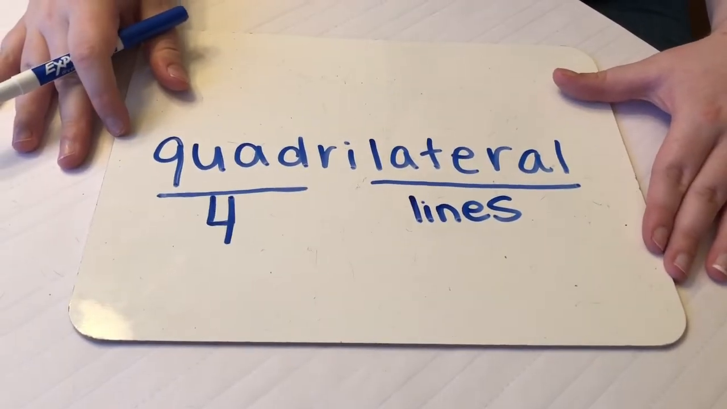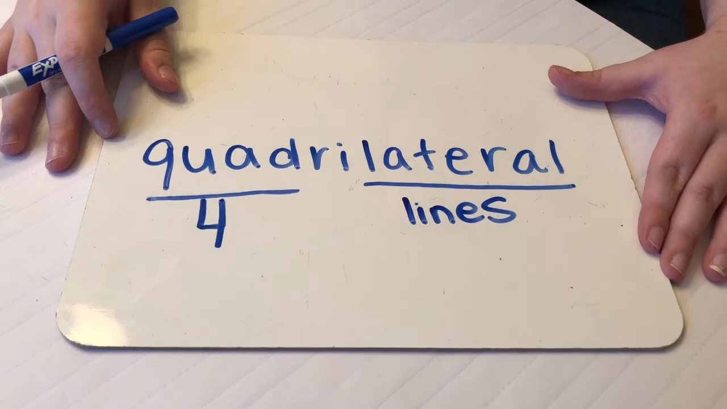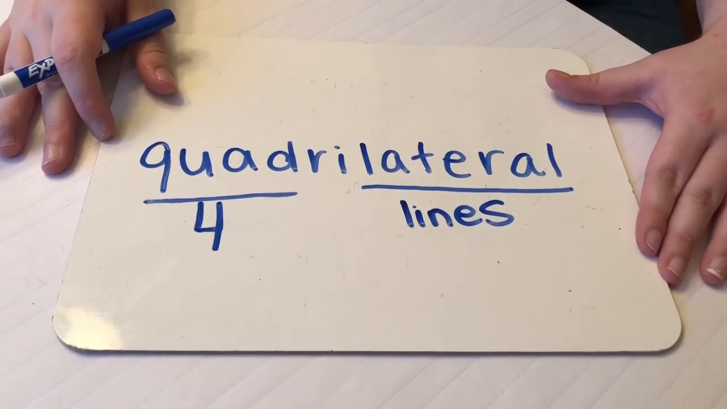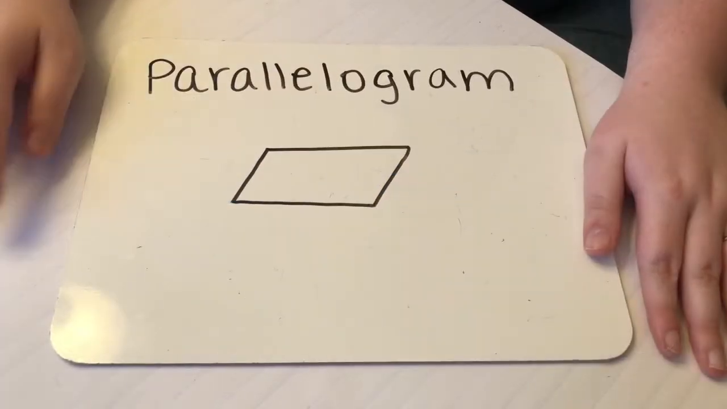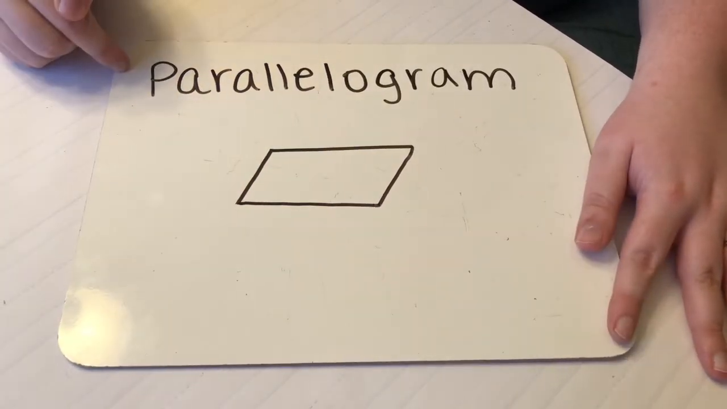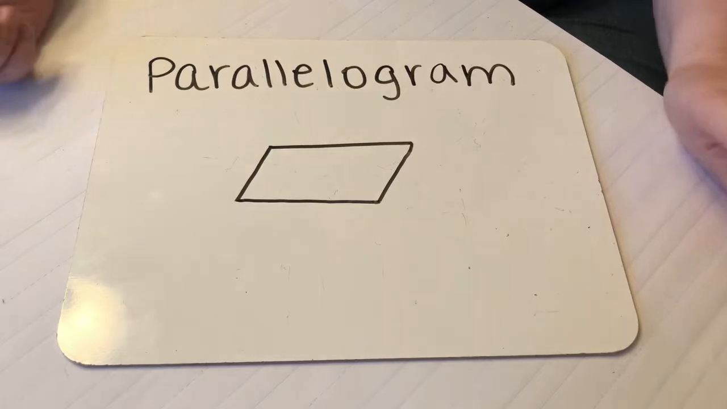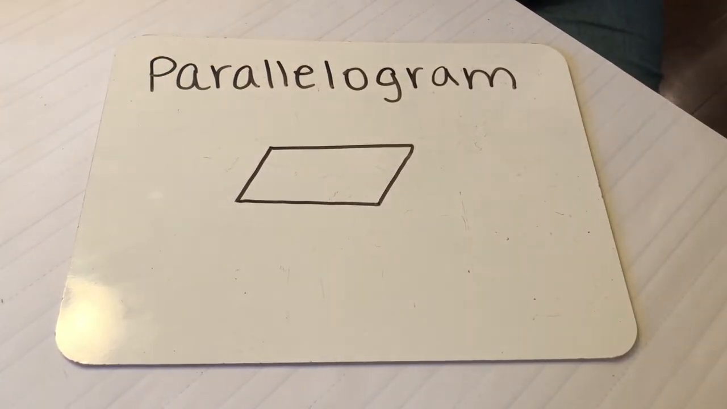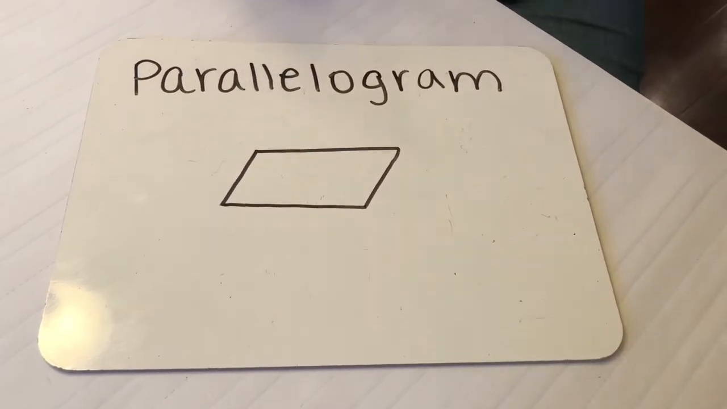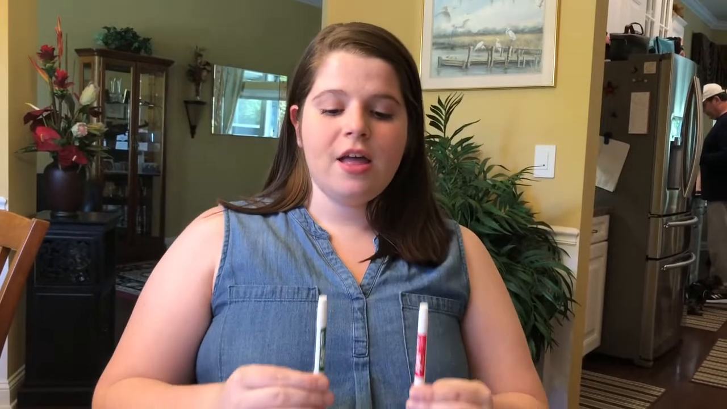Okay, so the very first quadrilateral we're going to be learning about in this lesson are parallelograms. So first we have to know what parallel means. Parallel means 2 lines, look at me, 2 lines that go the same exact direction, but they never cross.